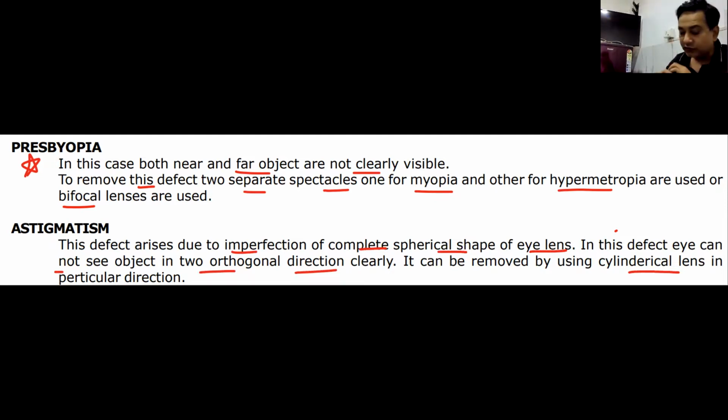So you must remember where cylindrical lenses are used, where bifocal lenses are used, where a simple concave lens is used, where a simple convex lens is used, because this is a part of your learning and you must remember this. I'll give you a minute to note down all these points of presbyopia and astigmatism, and I'll be back after 2 minutes. Note it down.